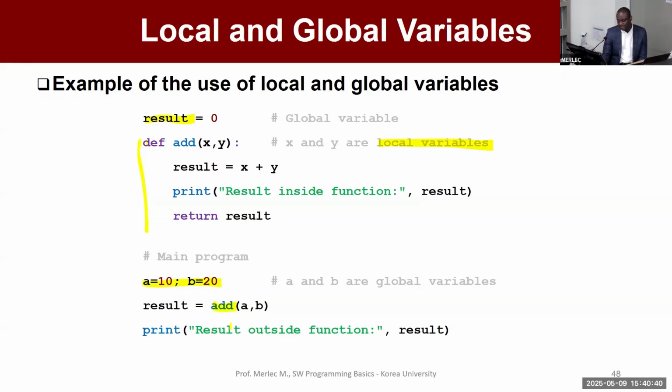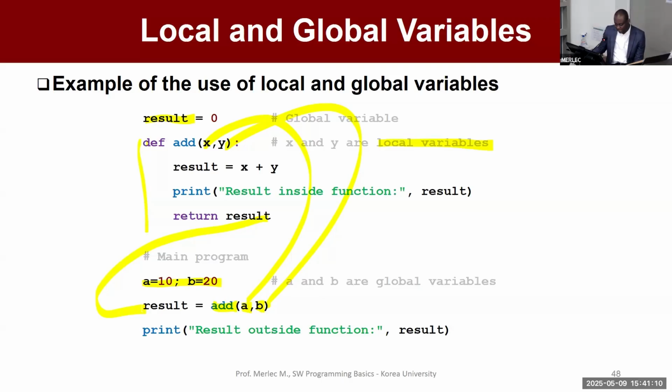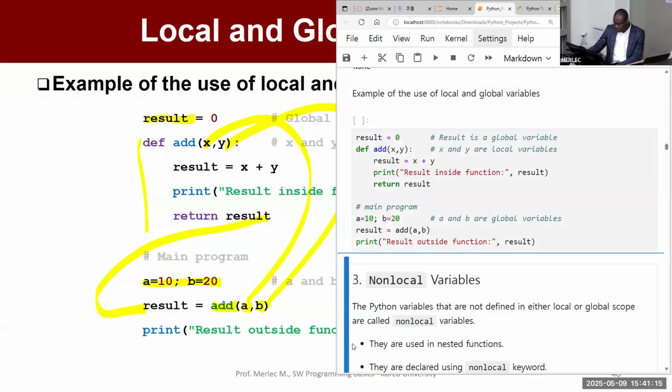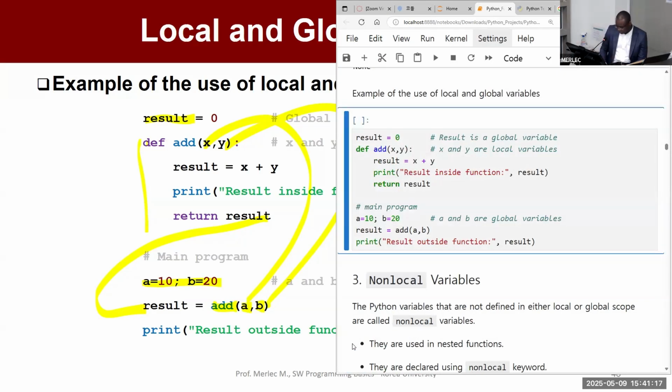When I call add here, sending the values inside a and b, which are global variables because they have been defined and initialized in the global memory, a and b can be sent to x and y like this. Then the result will be returned and assigned to the result variable. Result will be updated with the value returned from this line. When I check this code, you will see it works properly.